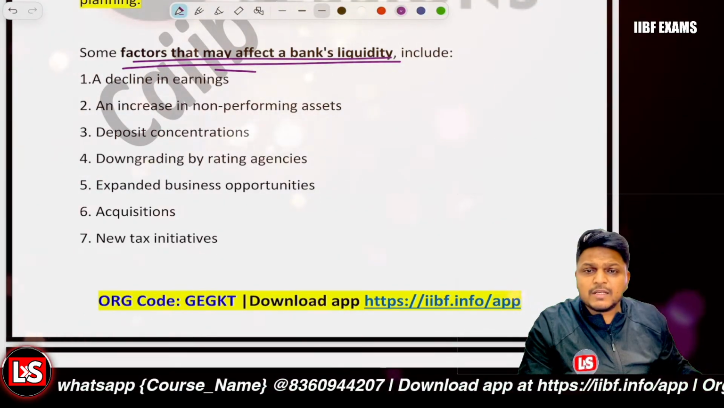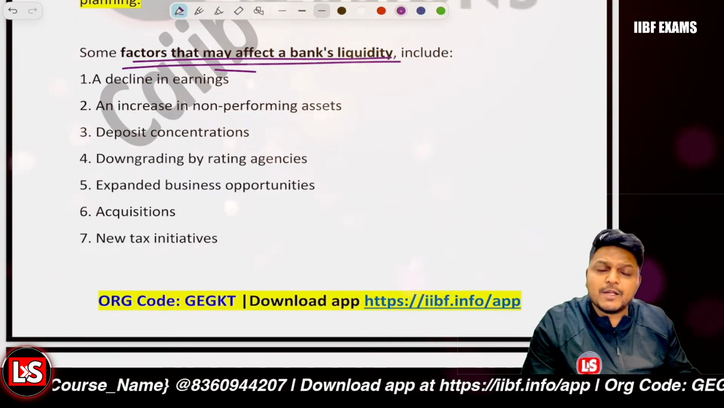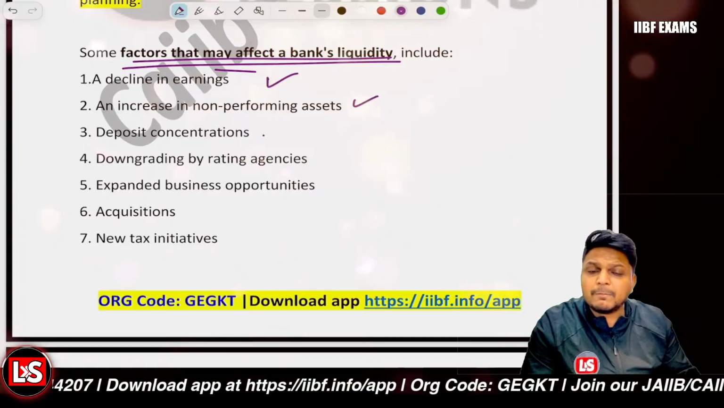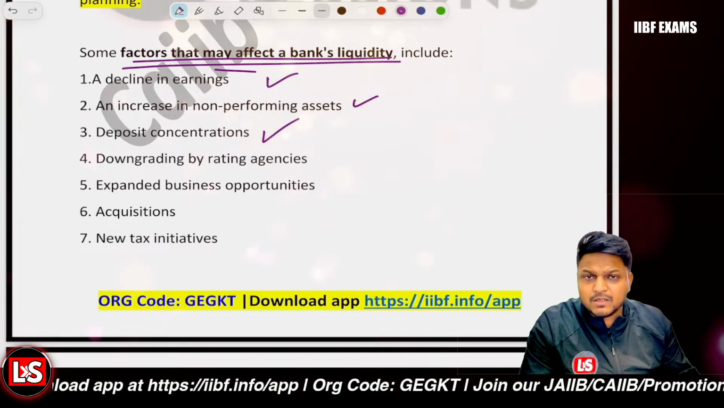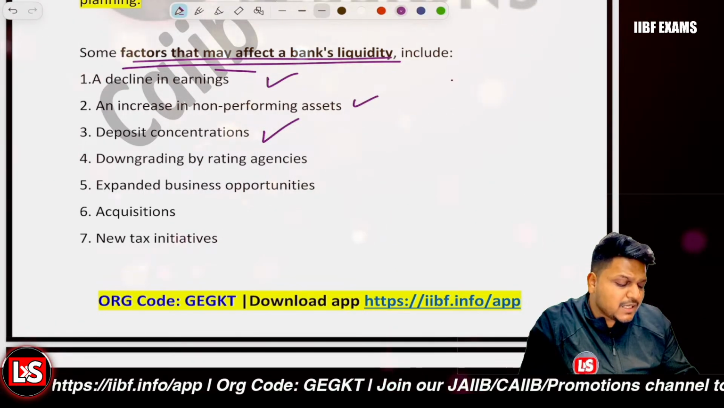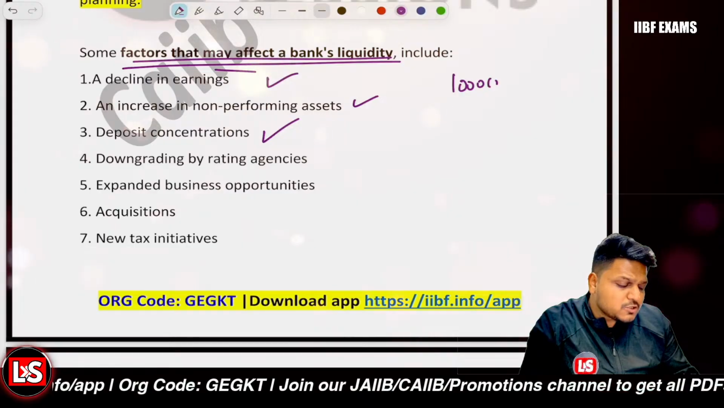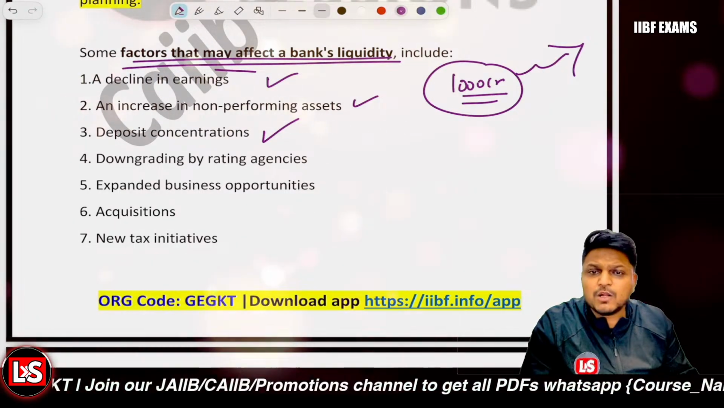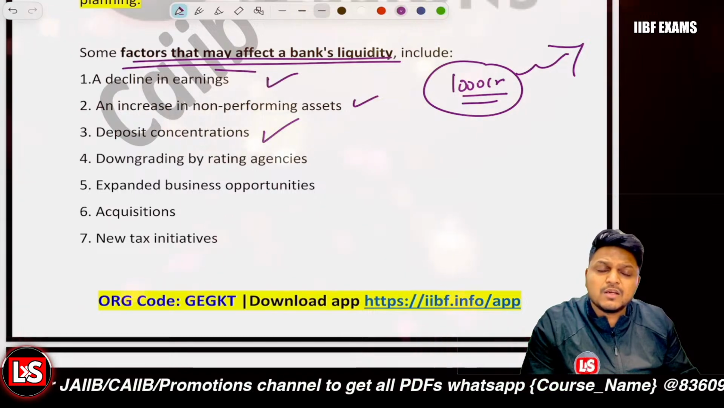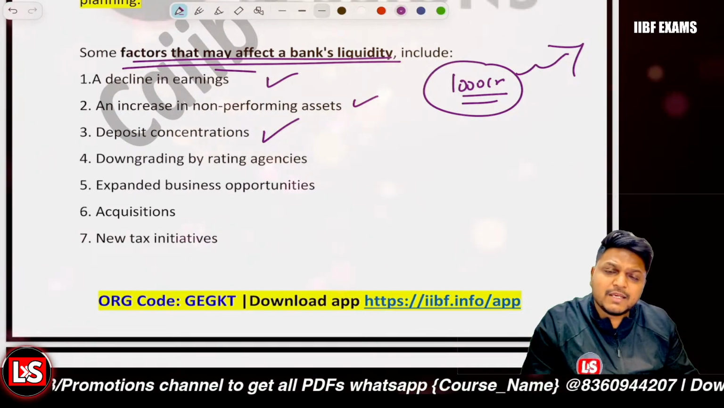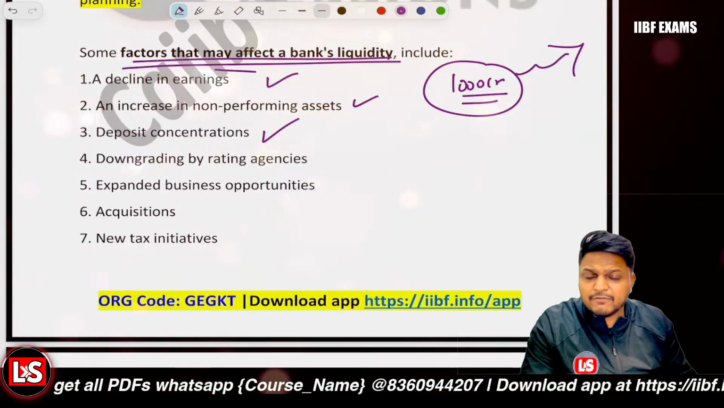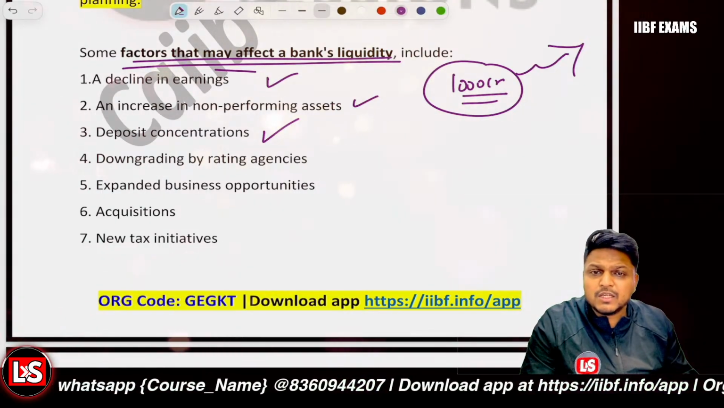The first thing could be that our earning is overall reduced, or let's say the NPAs have been increased, or let's say the deposit is concentrated, let's say 1000 crore of the deposit was from a single institution only. What if they executed their embedded option, and further wanted premature withdrawal or something? Definitely we'll be having liquidity issues with us.